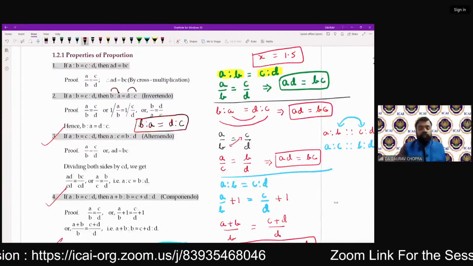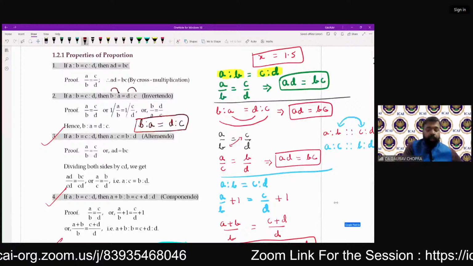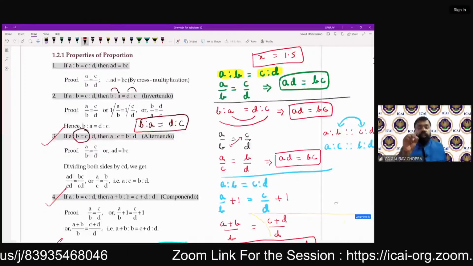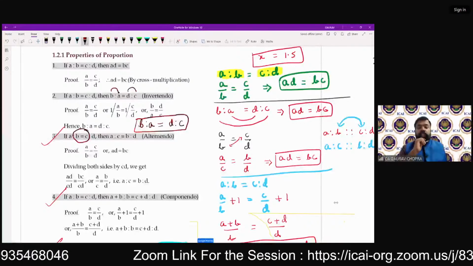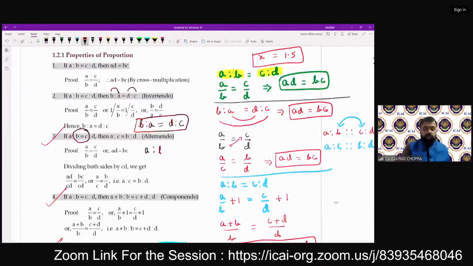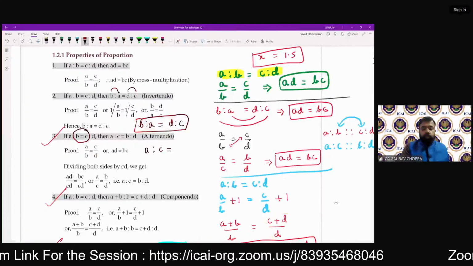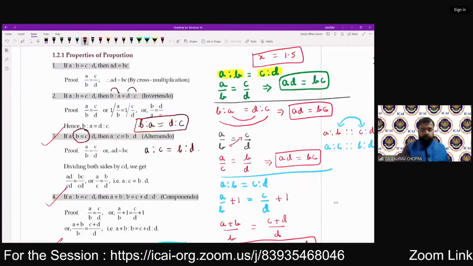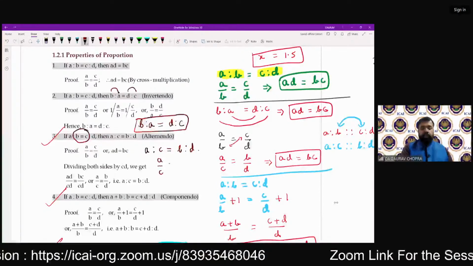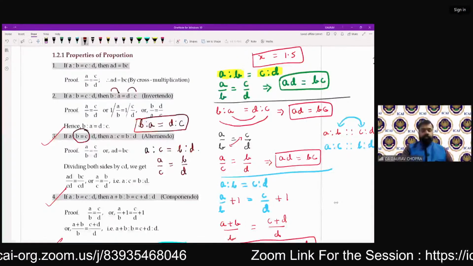Then there is one more thing which is known as alternando. Alternando means we are altering the middle 2 terms. We are interchanging them. So B and C will change their position. So it will become A ratio C equal to B ratio D. Or you can write A by C is equal to B by D.